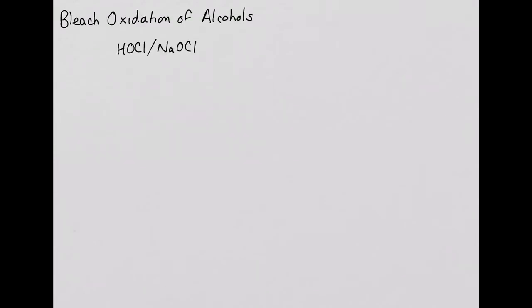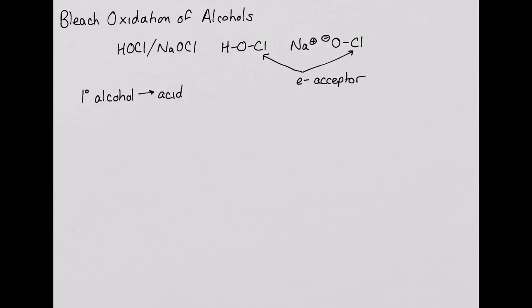This video will cover the oxidation of alcohols using bleach. Bleach is hypochlorous acid. The structures of these compounds look like this. In both cases, chlorine acts as the electron acceptor, or the oxidant, for the oxidation process. Bleach oxidizes primary alcohols to the carboxylic acid and secondary alcohols to the ketone.